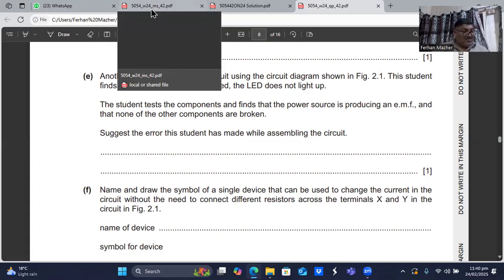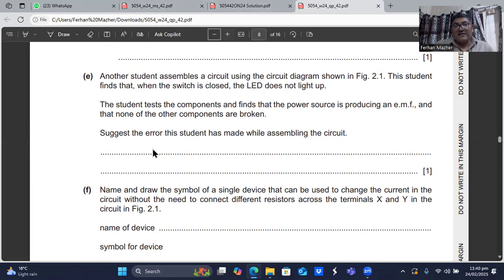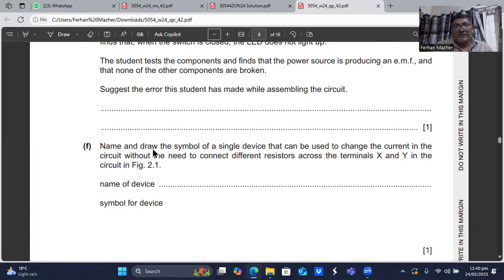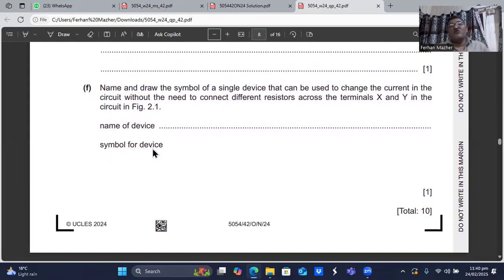Okay. So then we have, he says, name and draw. This is the F part. He says name, and draw the symbol of a single device that can be used to change the current in the circuit without the need to connect different resistors across the terminals X and Y in the circuit in figure 2.1. Name of device, symbol of the device.